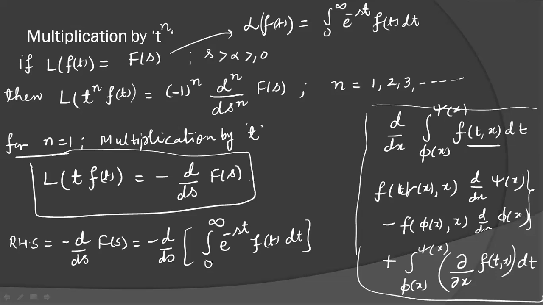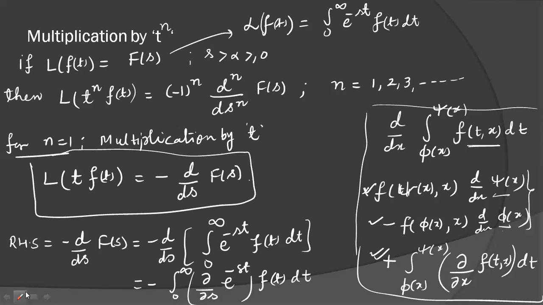You can see that the upper limit and lower limit are both constant. It means their derivative will be 0. So the first two terms will be 0 here, and only this term you will get. So it will be minus the integral from 0 to infinity of del by del s of e to the power minus st f(t) dt. We have to differentiate only the function which has s, because the other two terms will be 0 for this integral.